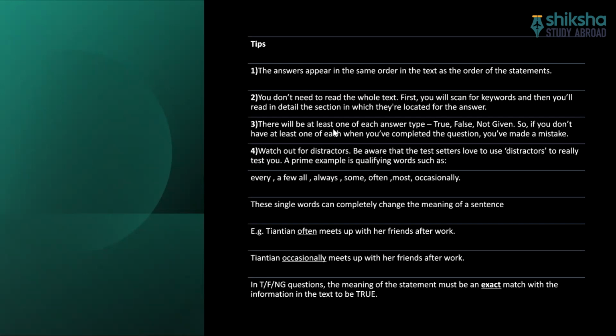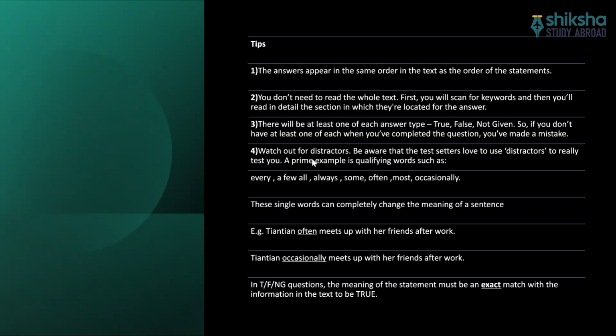Third tip, there will be at least one of each answer type: true, false, not given. So if you don't have at least one of each when you've completed the question, you've made a mistake. This is a very big tip. In case you have all three answers, true, false, and not given, at least once each in your answers, that means you're going right. But if any one of these three is missing from all your answers, then there is some issue with your answers. So relate to this tip very carefully.